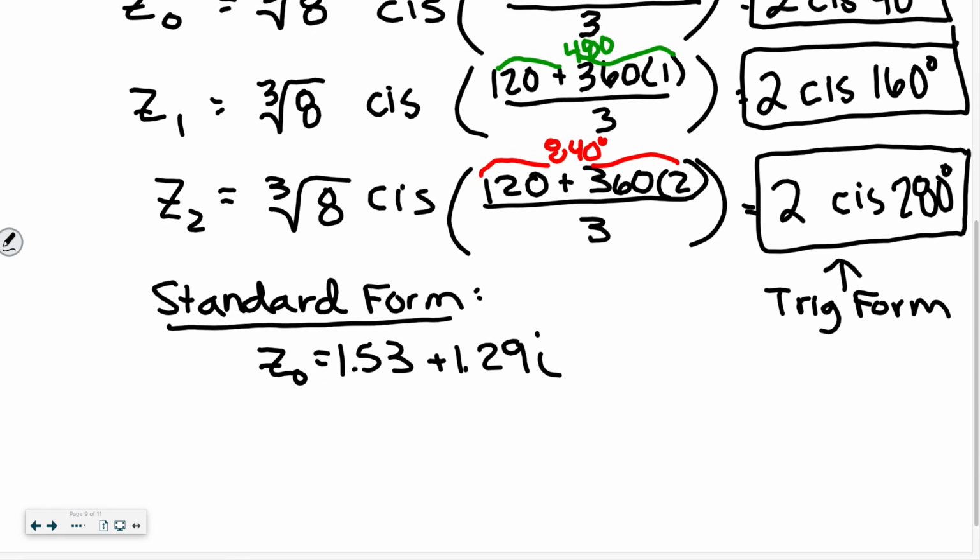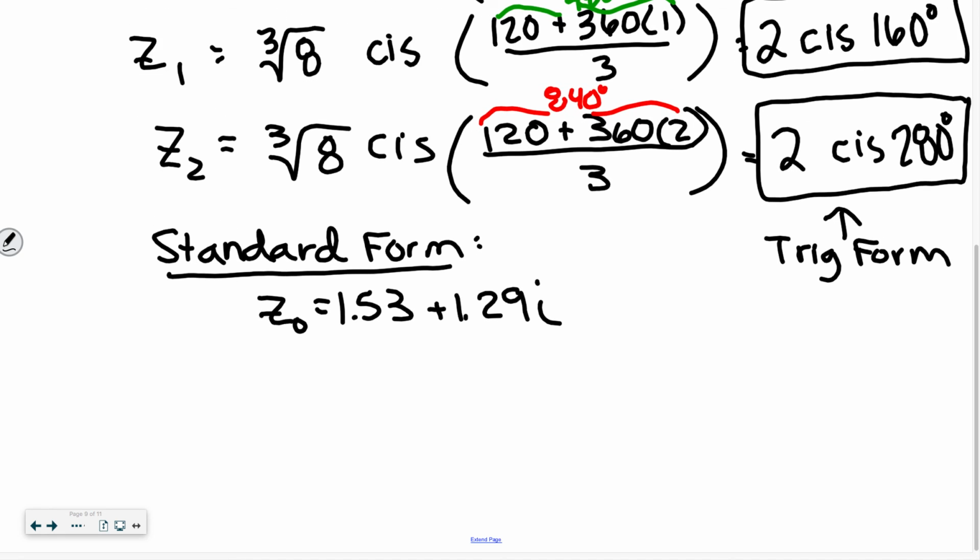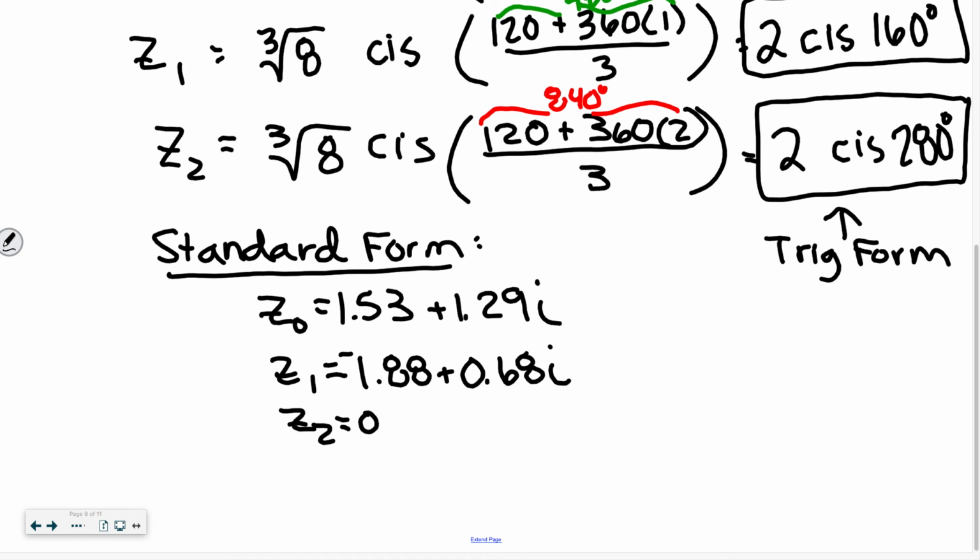Okay. And then I would switch it up. I would do 2 cosine 160 and 2 sine 160. I'm going to cheat here. Negative 1.88 plus 0.68i. And then z sub 2 will be 0.35 minus 1.97i. So these will actually work really fast if you need to switch them into standard form because of directions.